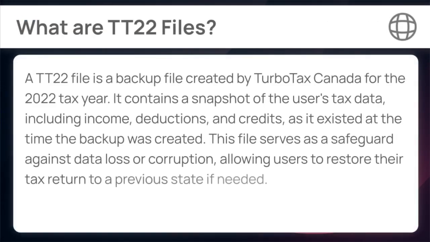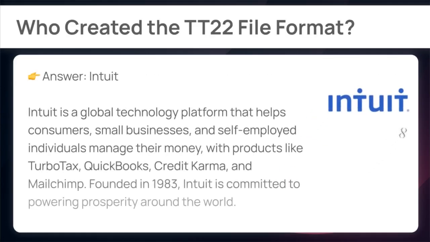A TT22 file is a backup file created by TurboTax Canada for the 2022 tax year. It contains a snapshot of the user's tax data, including income, deductions, and credits, as it existed at the time the backup was created. This file serves as a safeguard against data loss or corruption, allowing users to restore their tax return to a previous state if needed.